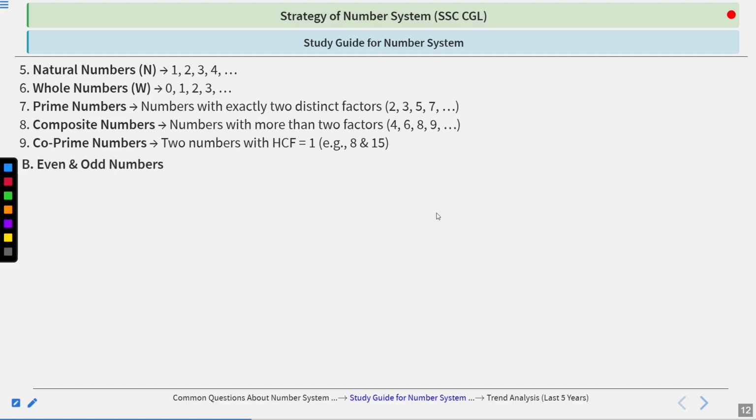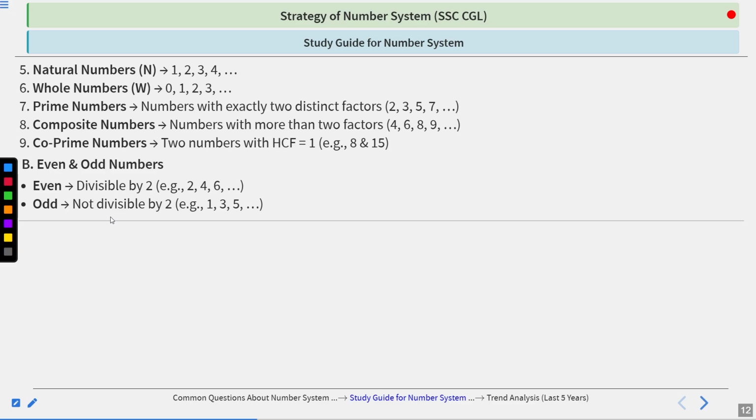Even and odd numbers. Even numbers are those numbers which are divisible by 2. We know that. So 2, 4, 6, 8, 10, 12, etc. All these numbers are even. And odd numbers are numbers which are not divisible by 2. For example, 1, 3, 5, 7, 9, 11, 13. All these numbers are called odd numbers.